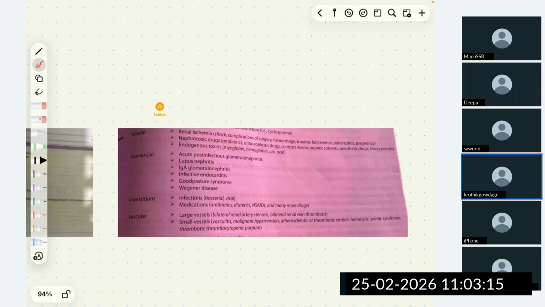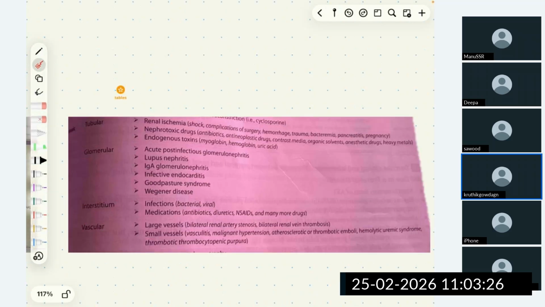Those are pre-renal, renal, and post-renal. In the renal causes, I emphasized tubular causes, but I missed some things that are glomerular, interstitial, and vascular causes. I'll be telling that to connect with this topic. The glomerular causes of acute kidney injury are acute post-infectious glomerulonephritis, lupus nephritis, IgA glomerulonephritis, Goodpasture syndrome, Wegener's disease.